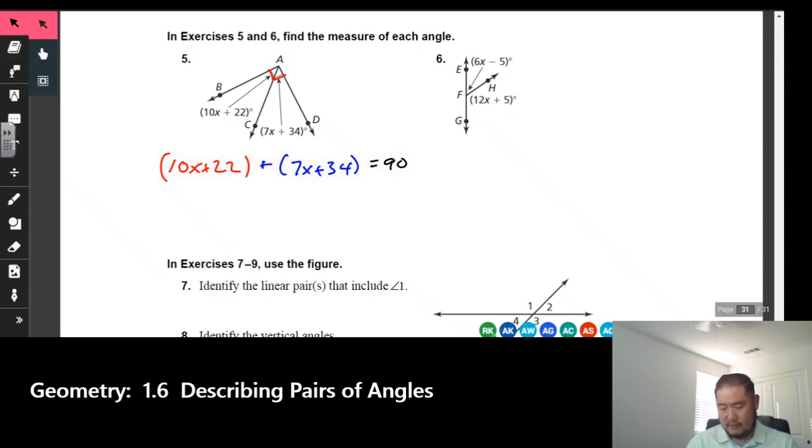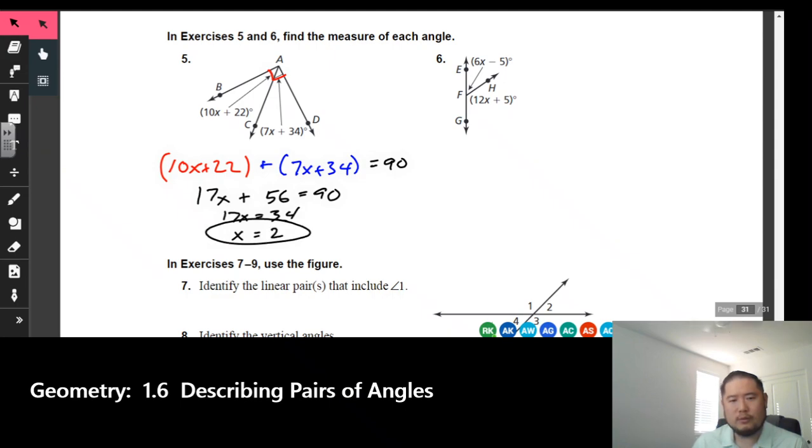So we're just going to have to solve this out. And then we have ourselves 17x plus, right here, 56 is equal to 90. We go ahead and solve things. We'll subtract 56 from both sides and end up with 34. And divide both sides by 17, and x is equal to 2.